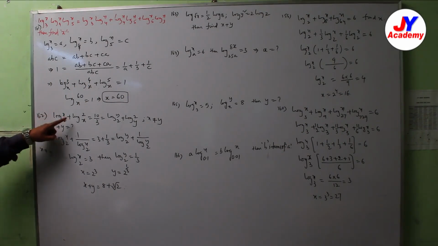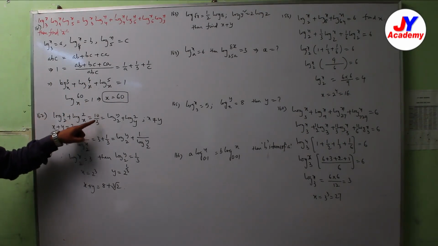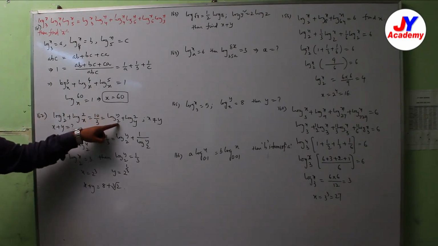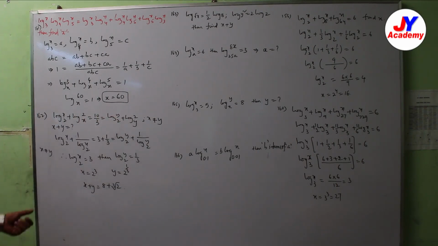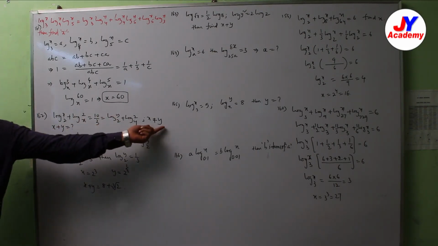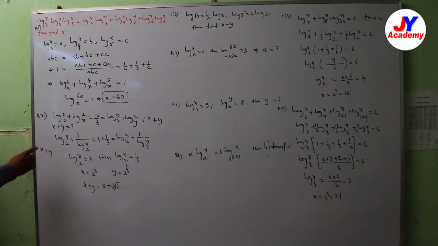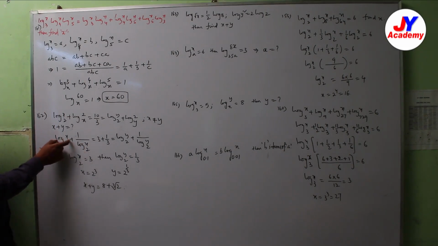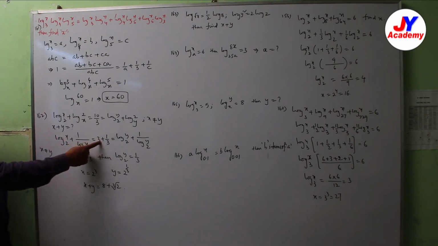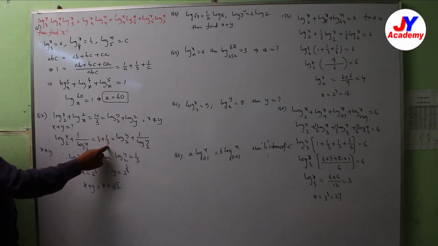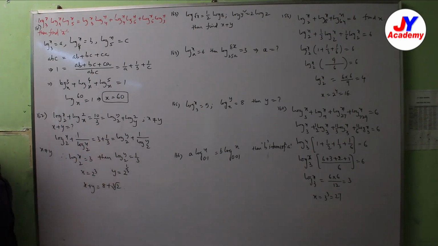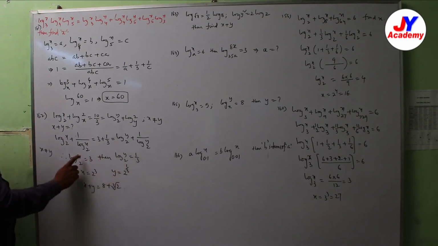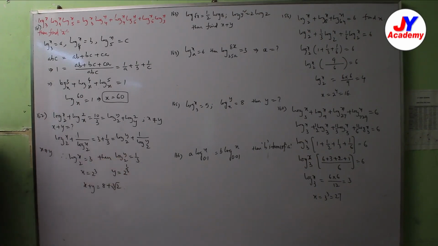And log x base 2 plus log x base 3 is equal to 10 by 3. That is equal to log y base 2 plus log 2 base y. Now we have to find x plus y where x is not equal to y. So log x base 2 plus, it can be written as 1 by log x base 2. If it is 3, then log y base 2 is 1 by 3, because x and y are not equal. So log x base 2 is 3, then log y base 2 is 1 by 3. Making x the subject, x is equal to 2 power 3, and y is equal to 2 power 1 by 3.